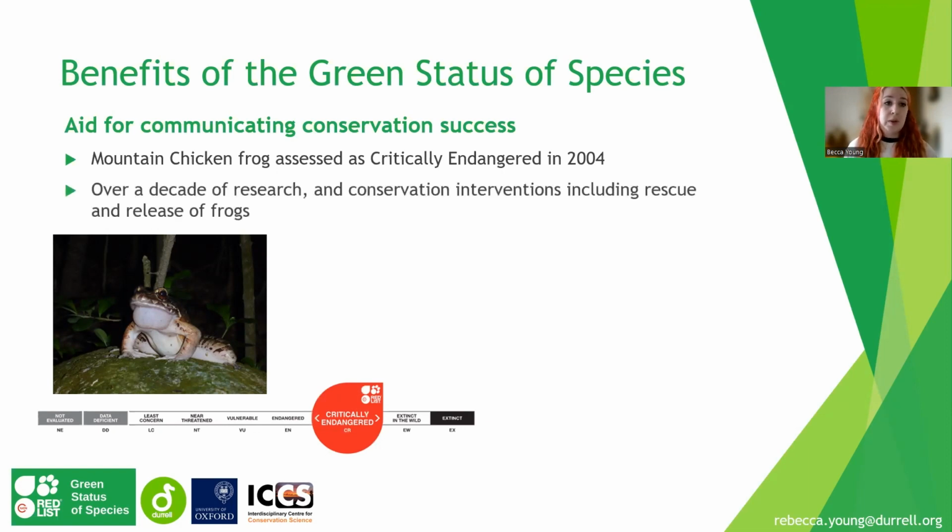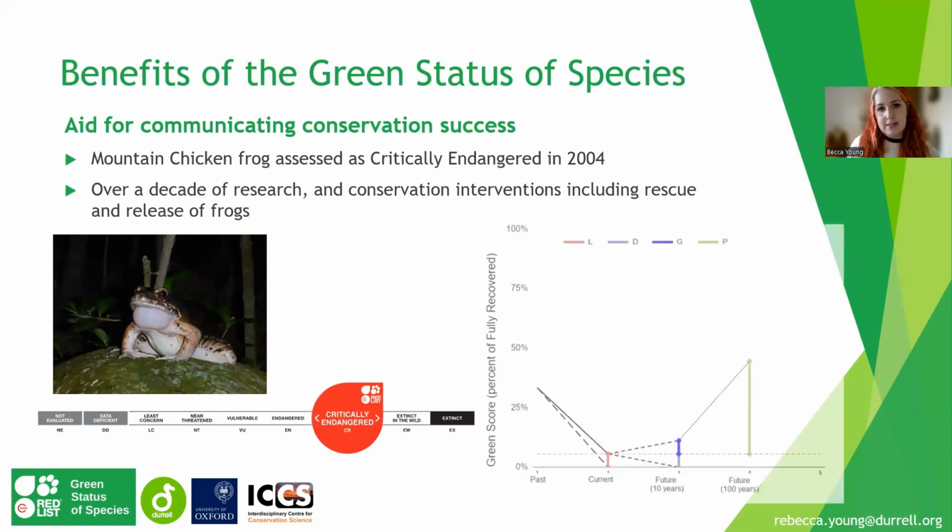So in the almost 20 years since then, there's been a huge amount of research, there's been conservation interventions, including rescue and release of frogs, but it's still critically endangered. So if we were purely relying on looking at a change in the Red List, it would appear that with this species, you could think nothing's been done with it. Whereas if we look at the Green Status assessment, we see a very different story.